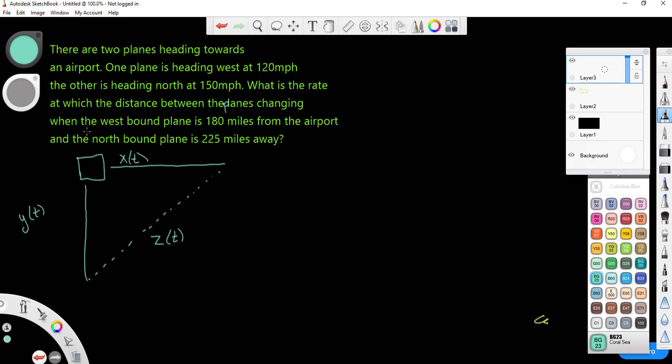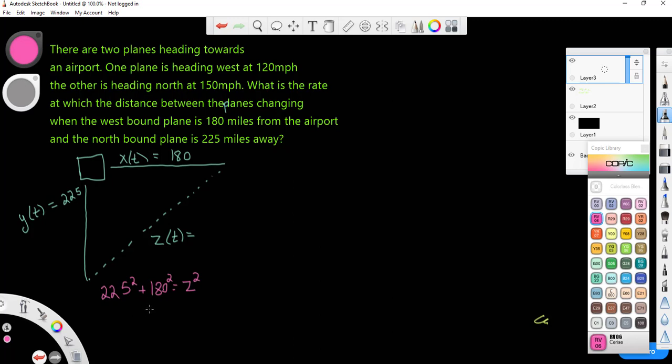Now, we're looking at the time when the westbound plane is 180 miles away, so x equals 180. The northbound plane is 225 miles away. Okay, great. And this distance we can figure out by using the Pythagorean theorem. It's going to be y of t squared plus x of t squared equals z of t squared. So that's going to be 225 squared plus 180 squared equals, I'm just going to call that z squared.